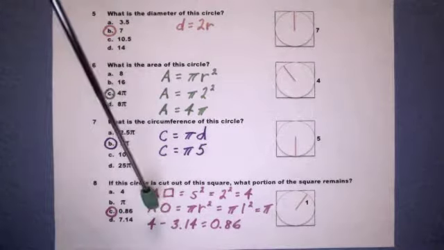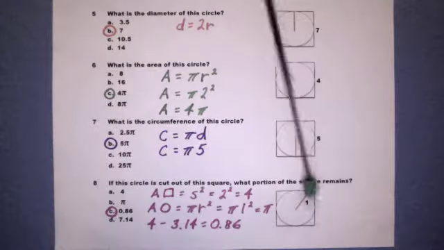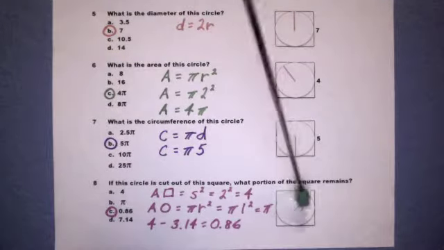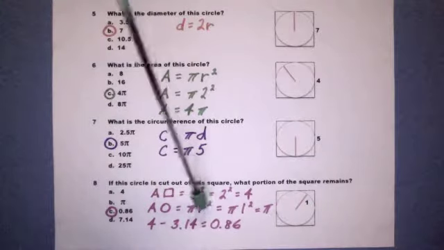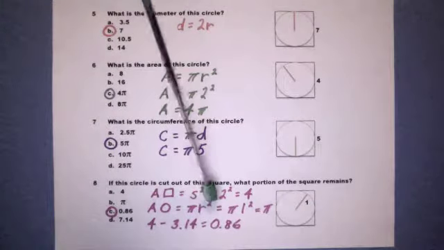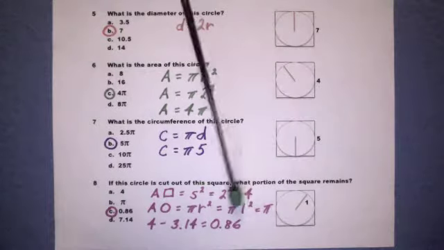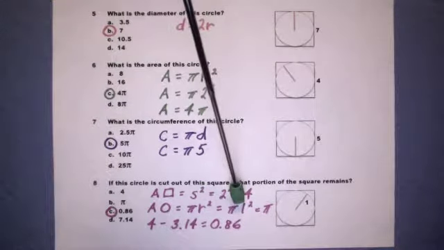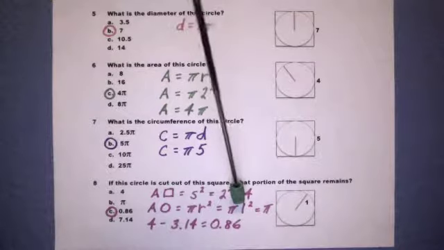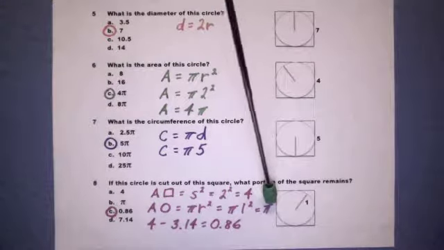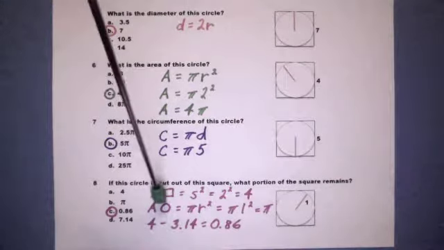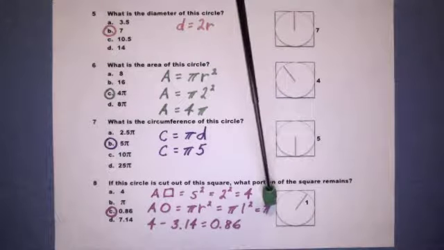Now we need to find the area of the circle, the part we're going to cut out. So the formula for area is pi times r squared. They give us the radius. The radius is 1. 1 squared is 1. Pi times 1 is pi. So the area of the circle is pi.